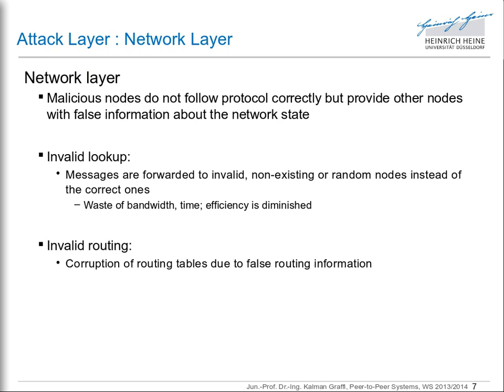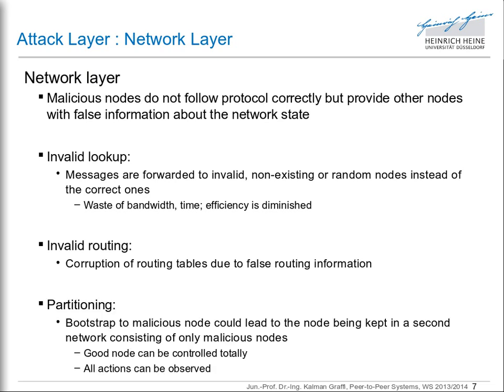Also, another attack is concerning the invalidity of routing. So the corruption of routing tables can lead to bad behavior. So malicious nodes tell false information in order to disturb the routing process. So honest nodes are used to unconsciously forward messages to wrong nodes.